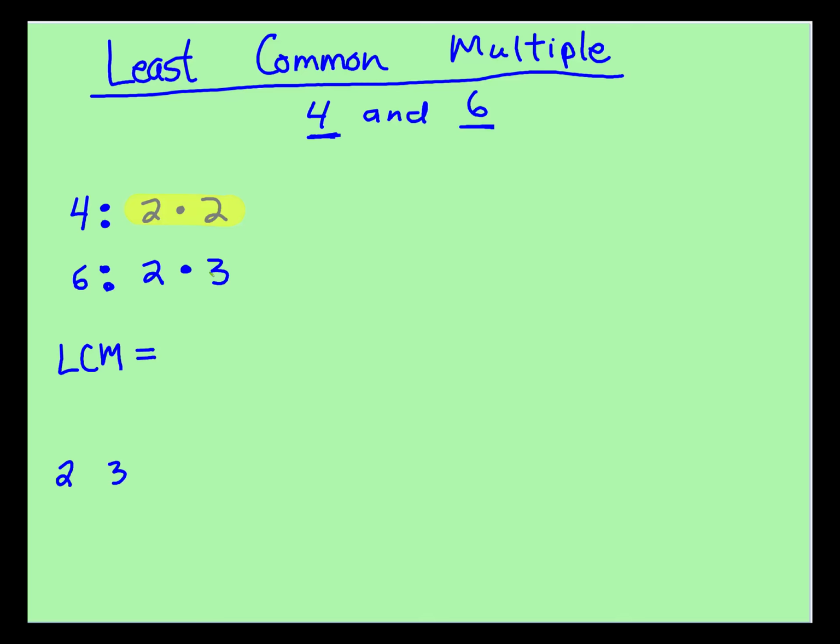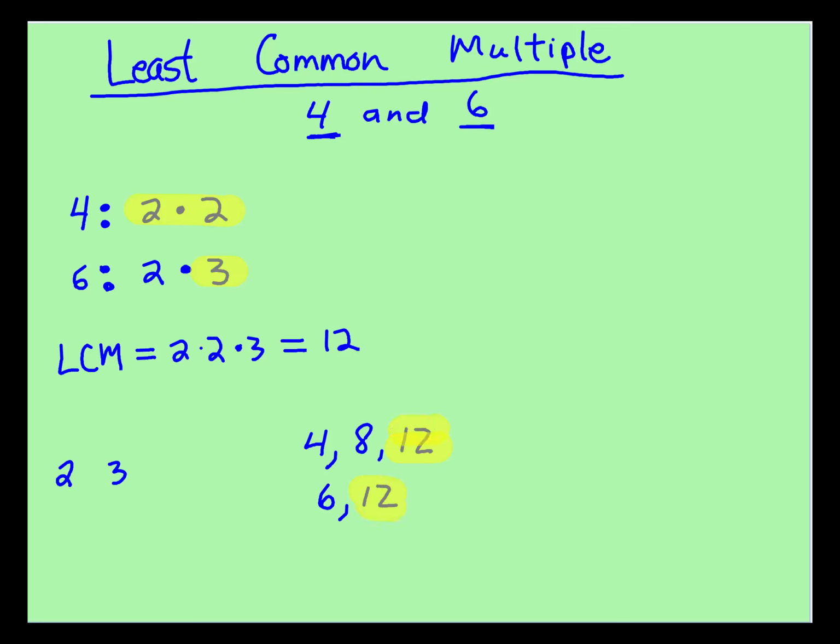And there's only 1 3. And look at what I've highlighted. I've highlighted 2 times 2, and now I'm going to highlight 3. And now we're going to multiply. 2 times 2 is 4. 4 times 3 is 12. Ta-da! 12 is the least common multiple. Then you could check: if you count by 4s, you have 4, 8, 12. Now if we count by 6s, we have 6, 12, and we don't have to go any further.